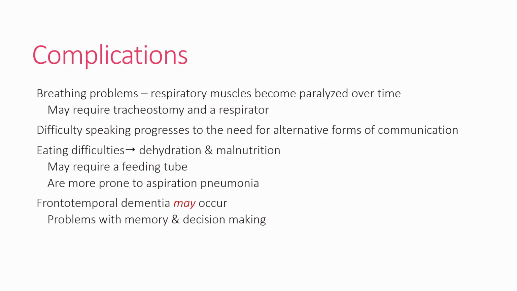Eating difficulties, they can't swallow because the muscles don't work. They're at risk for obviously aspiration pneumonia now because they can't swallow right. Some of the contents may go down into the lungs, causing that issue. Frontotemporal dementia may occur, so decision making. That's where the frontal part is all decision making, stuff like that.